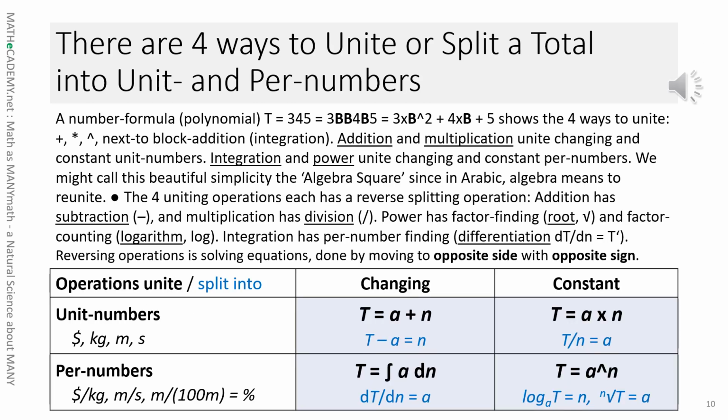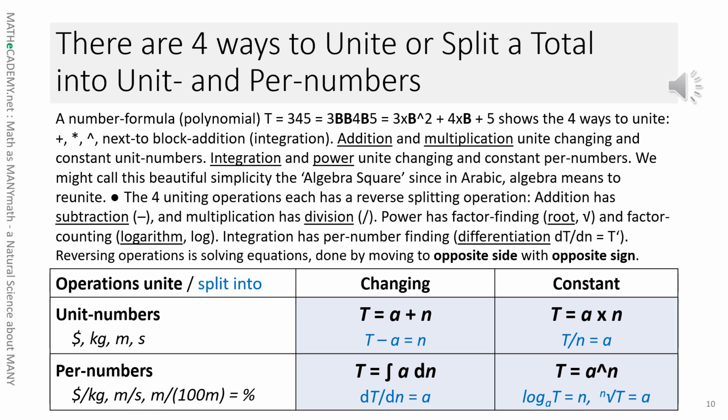There are 4 ways to unite, or to split a total. A number formula T equals 345 equals 3 bundle 4 bundle 5 is called a polynomial. It shows the 4 ways to unite: addition, multiplication, power, and next to block addition, also called integration. Addition and multiplication unite changing and constant unit numbers. Integration and power unite changing and constant pair numbers. We might call this beautiful simplicity the algebra square, since in Arabic, algebra means to reunite.